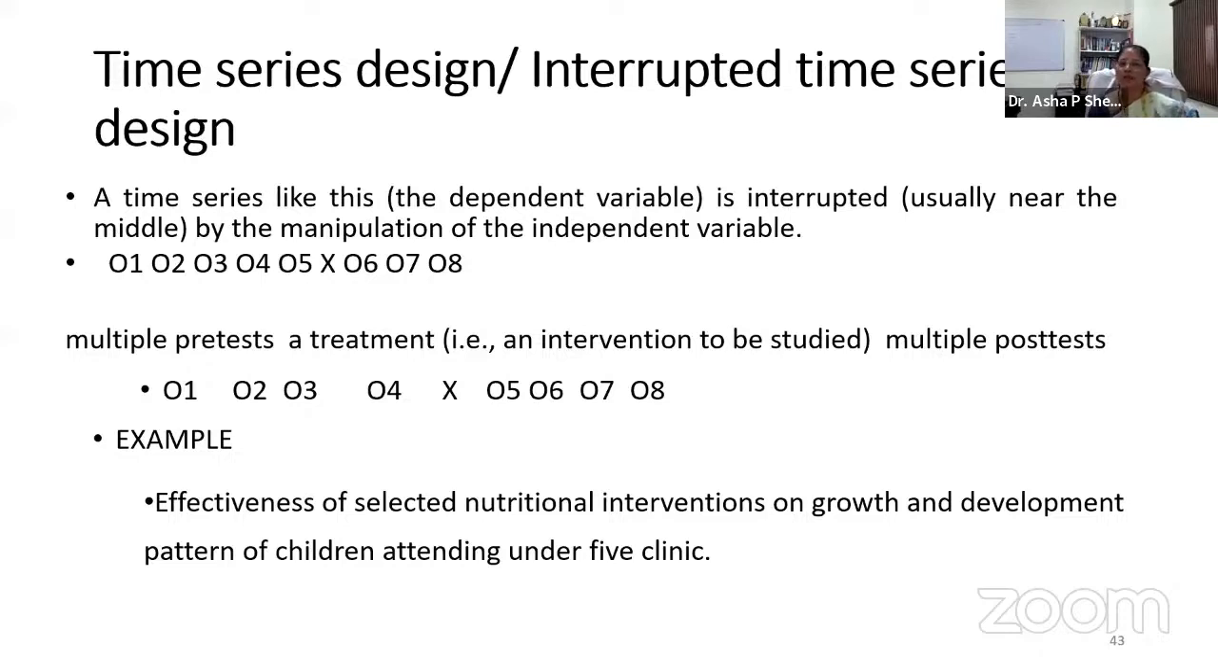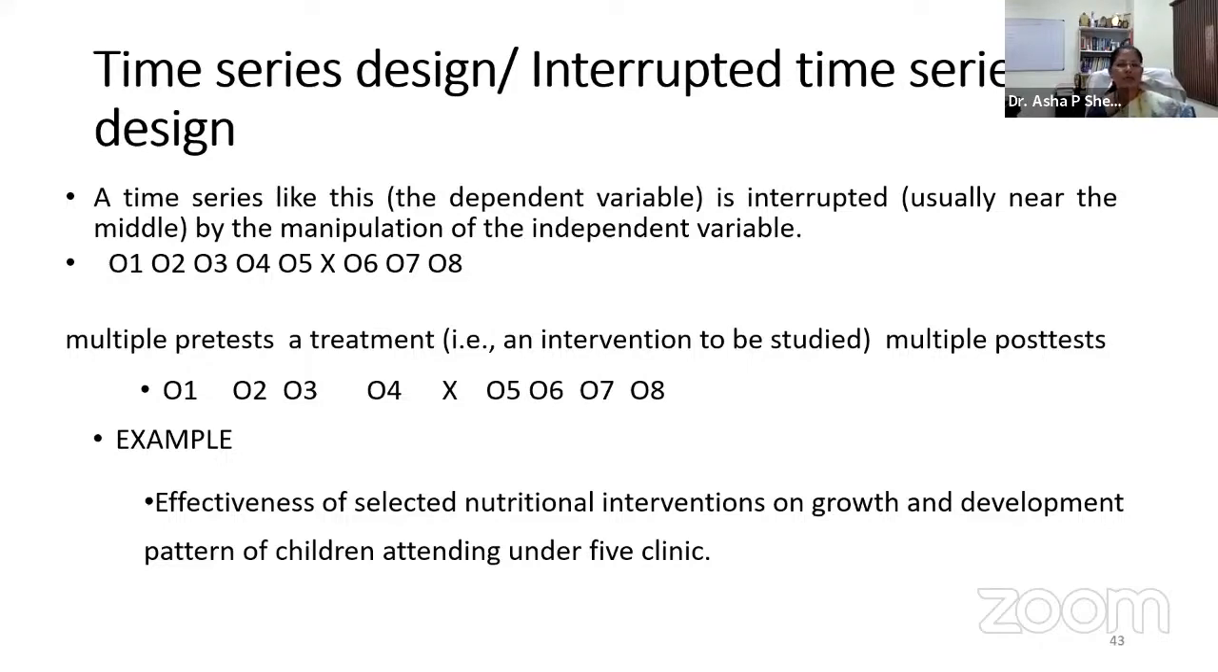The next is the time series design, and there are multiple methods of doing this. There can be the interrupted time series design. In this design, the dependent variable is observed multiple times, and the interruption is usually near the middle, where the independent variable is manipulated. So multiple observations are made here: O1, O2, O3, O4, O5 are the multiple pre-tests. Once the intervention is given, we again continue to have observations four times.